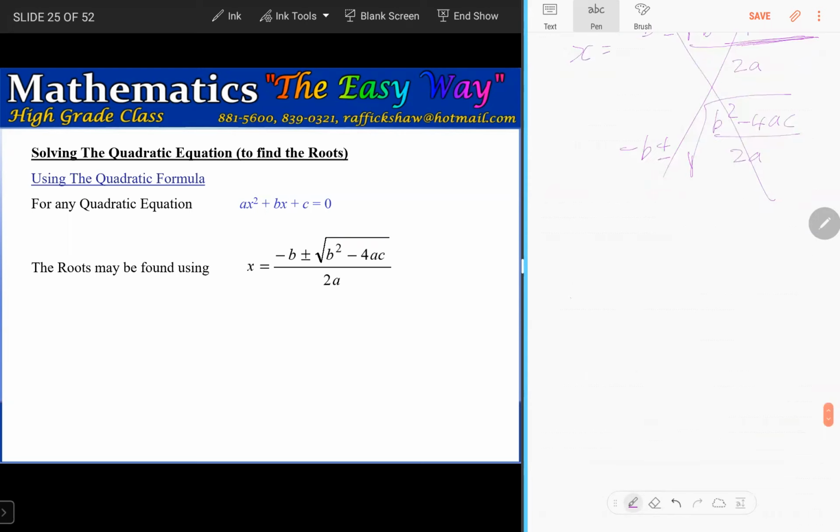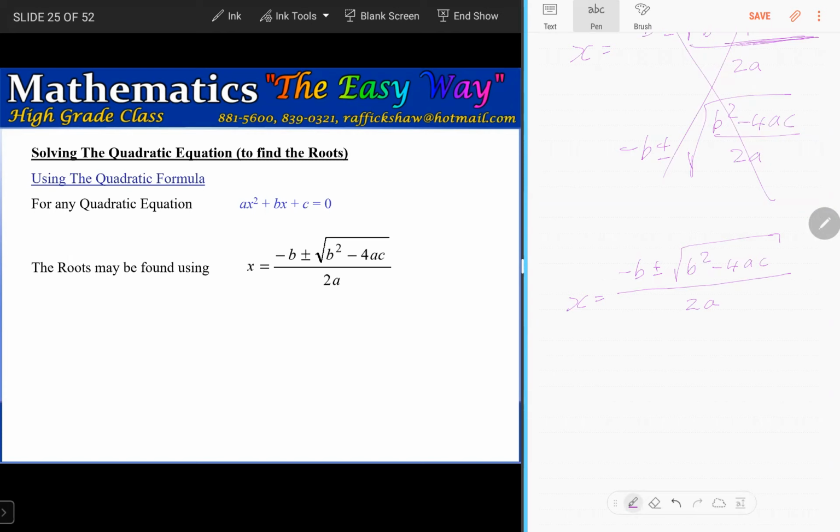The correct thing is this: x equals minus b plus or minus the square root of b squared minus 4ac, everything all over 2a. All right, so just like how we use the a, the b, and the c to find the xt and the yt, again, we're now using the a, the b, and the c to find the roots with this formula.